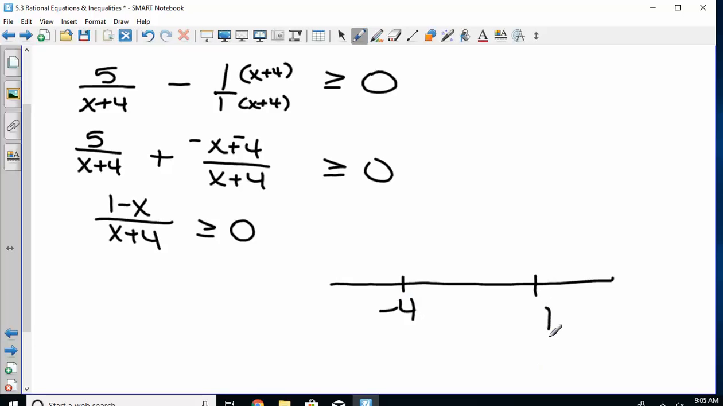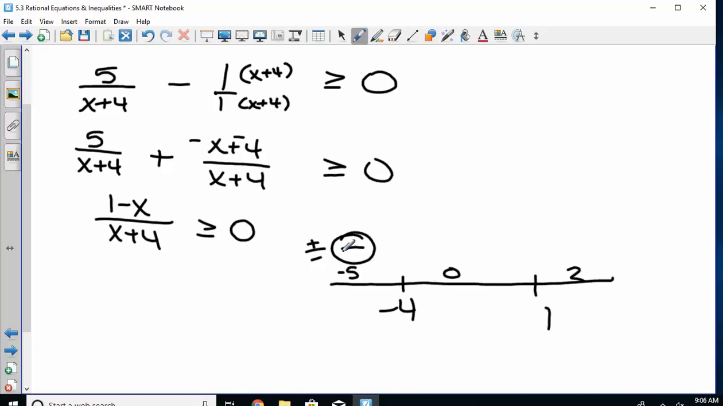You can do test points, you can do the graphing calculator. For this one, I may work it out both ways, and then we can kind of narrow it down. So, give me a number smaller than negative 4. Negative 5. In between negative 4 and 1. And bigger than 1. If I put in a negative 5, 1 minus negative 5, that's positive, it's 1 plus 5. Negative 5 plus 4 is negative. A positive divided by a negative is negative, so this whole section is negative.